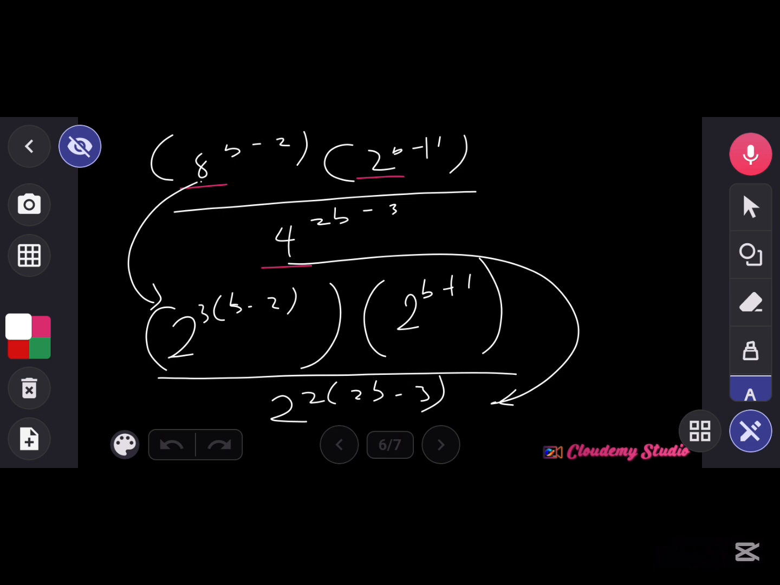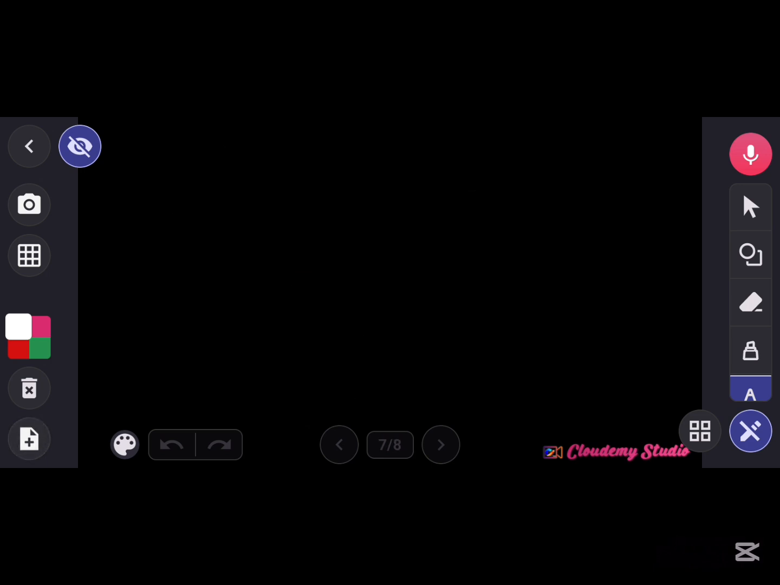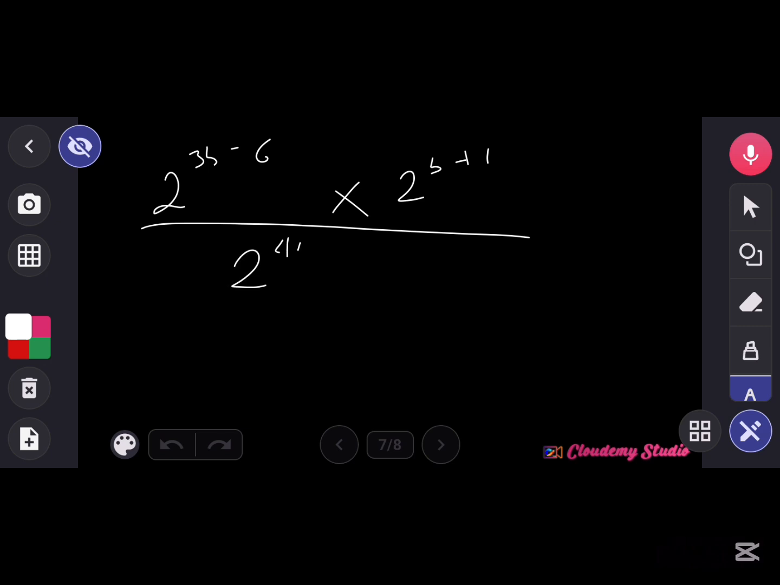Now, since we have this, we can open our bracket. If we want to open our bracket, what are we going to have? We are going to have 2 raised power what? That is 3b minus 6, right? Multiplied by 2 raised power b plus 1, right? Everything divided by what? Everything divided by 2 raised power 4b minus 6. We have this. Since the bases are the same thing, we can add the power of these 2 and we subtract everything from the power of this denominator.